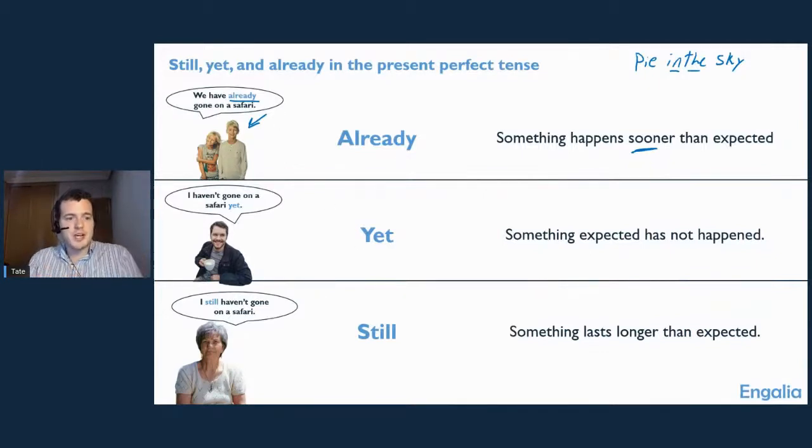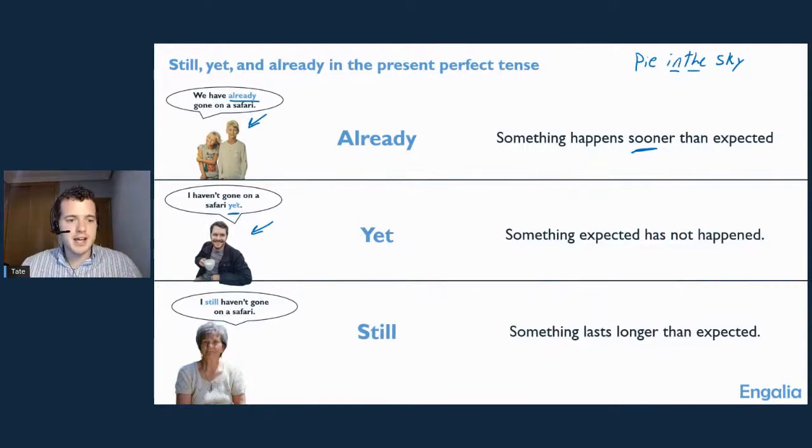Yet, we have this word yet. So now we have our gentleman here, maybe in his 30s. He says, I haven't gone on a safari yet. Now, this is used when something expected has not happened yet. So when he adds the word yet to the end of his sentence, that implies that he expects to go on a safari one day. Maybe he hasn't gone on a safari yet, but in the future he plans to. So that's the difference.